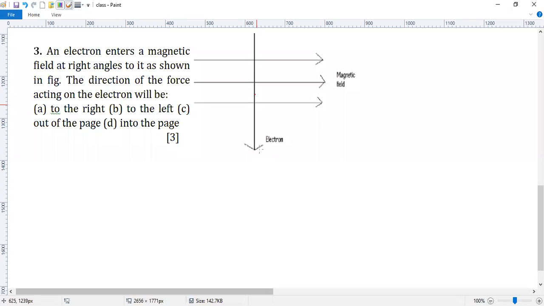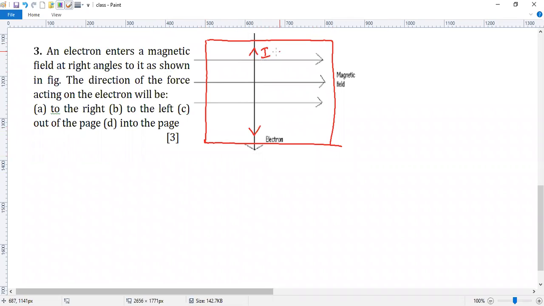Okay. So here the electron's direction is given. Question number 3, the electron enters a magnetic field at right angles to it as shown in this diagram. If you imagine the plane of the paper, in the plane of the paper the electron is moving towards you. If there is a paper in front of you, this electron is moving towards you. So you can very easily identify that the current is flowing away from you, because the conventional direction of current is always opposite to the direction of the electron. So current is moving away from you.